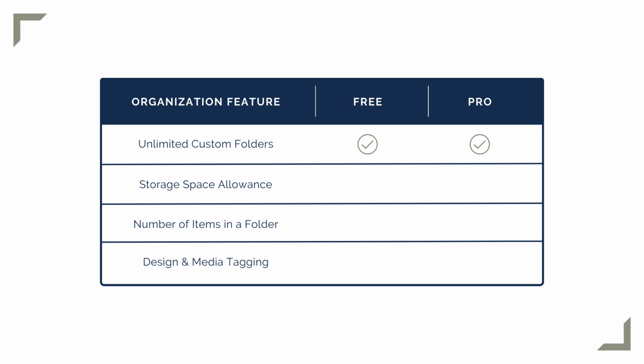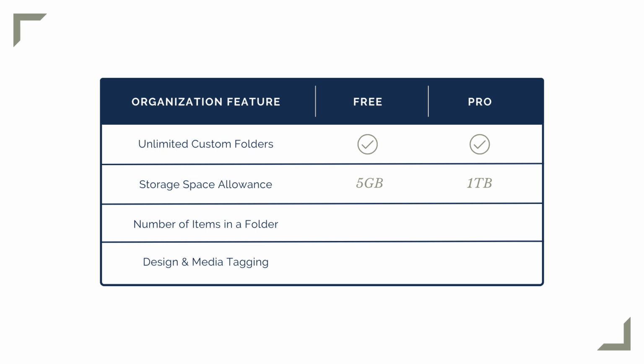But let's talk about the couple of organization differences that do exist, and those are specifically the number of items you can store in a folder and the total storage space allotted to your account. On a free plan, you will only have 5 gigabytes of storage space for your designs and media, while Pro accounts allow for up to 1 terabyte of storage. Depending on how much you use Canva, this may not be an issue, but if you do upload a lot of images or video, you may find yourself running into that storage limitation. Note that media in the trash folder does not count towards your storage totals at this time.